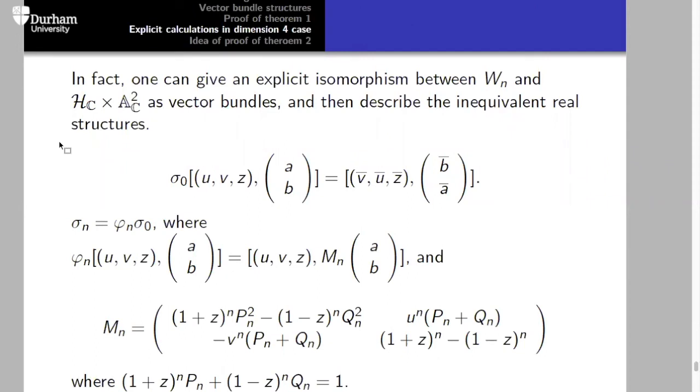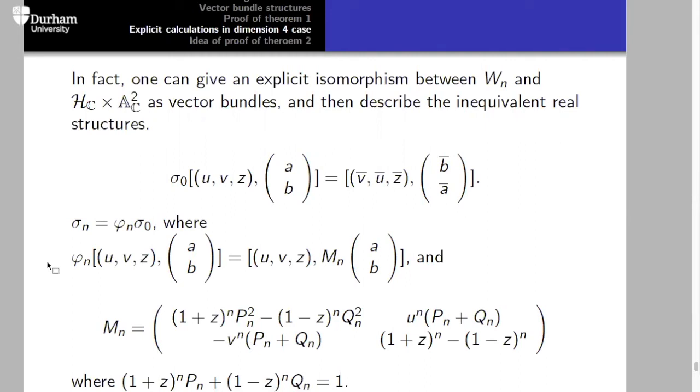For any positive n, sigma n, the real structure associated to Wn, will be of the form of a vector bundle automorphism over C, phi n, composed with sigma 0. The vector bundle isomorphism means it's the identity on the base and linear on the fiber, and it's given by a matrix of polynomials on the base. And by following the isomorphisms, one way of doing it is as follows.